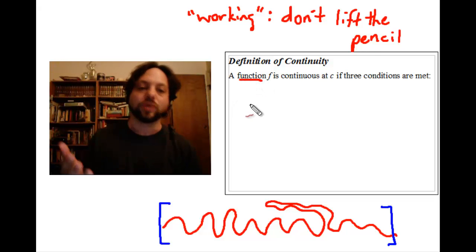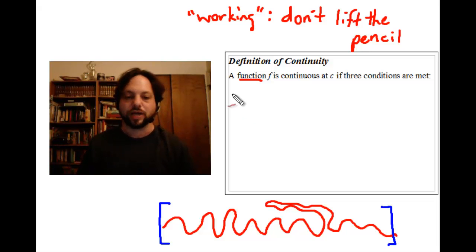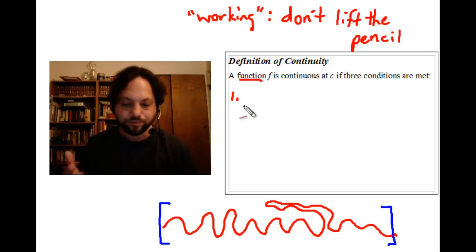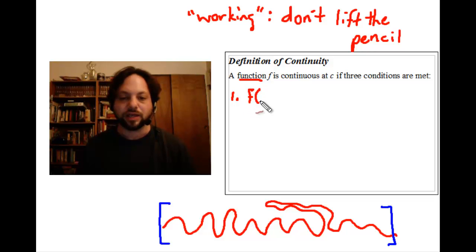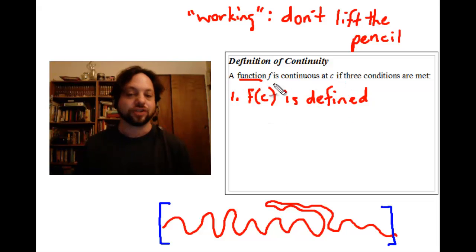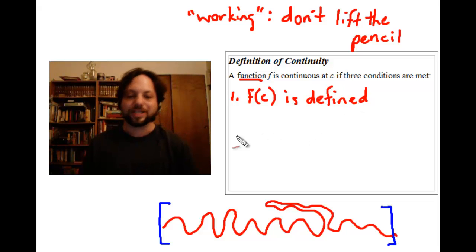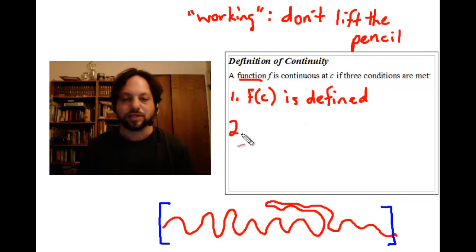So remember that a function always passes the vertical line test. It continues moving to the right. So if we have a function, it's continuous if f of c is defined. And that is true for all values of c in the interval that we're looking at. In fact, it says here that a function f is continuous at c, so it could be any value within its domain. So clearly, the function has to be defined at that point.